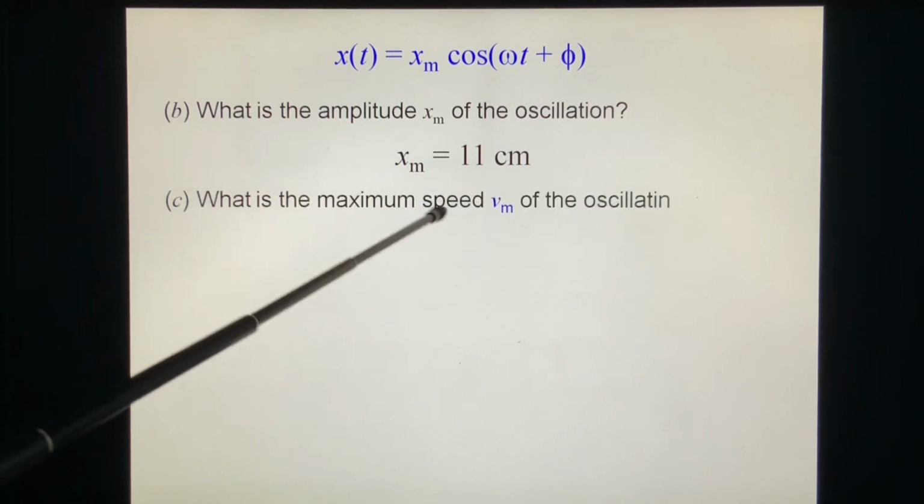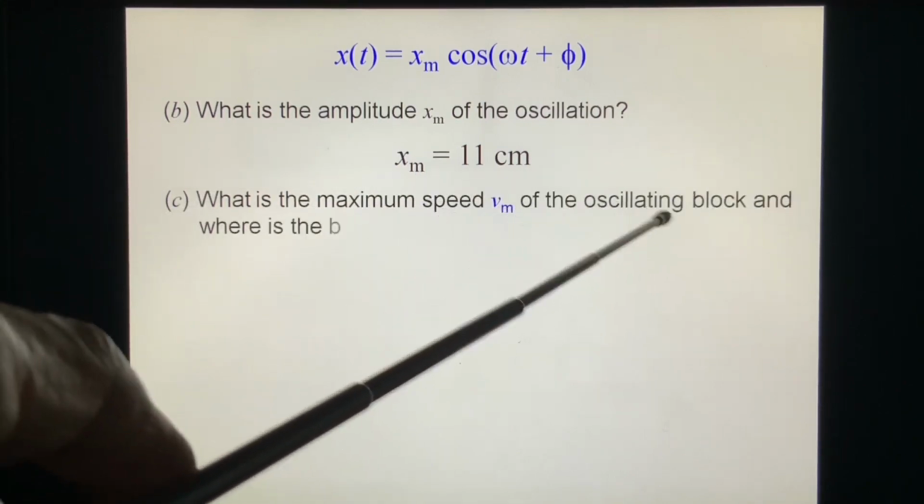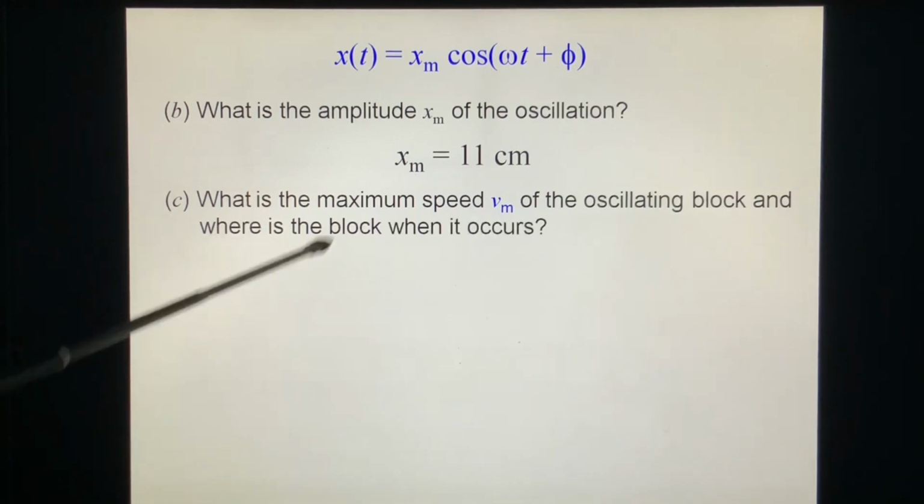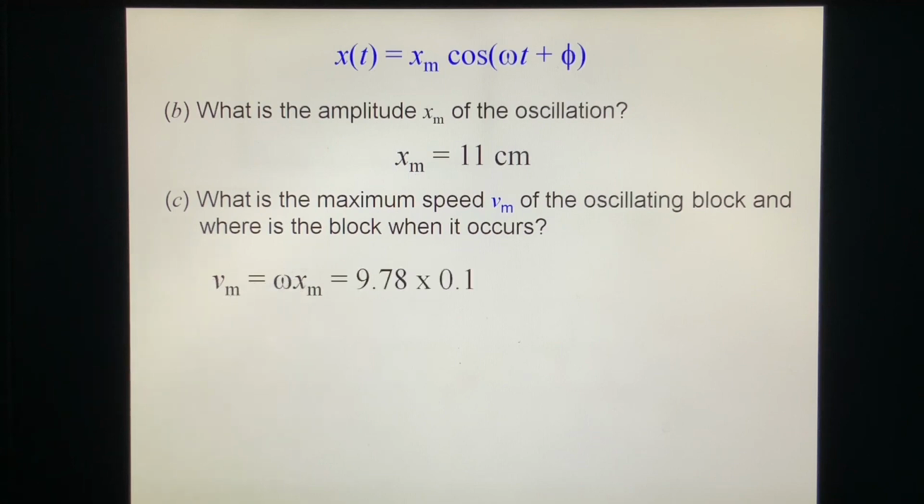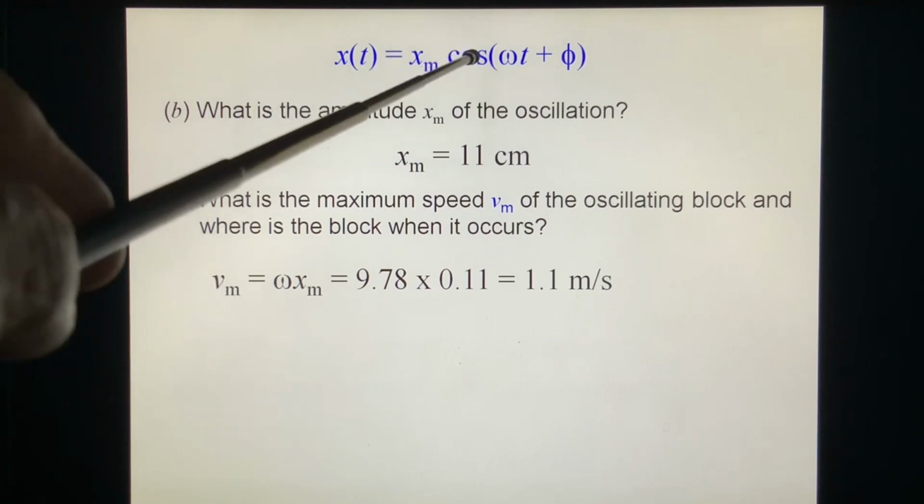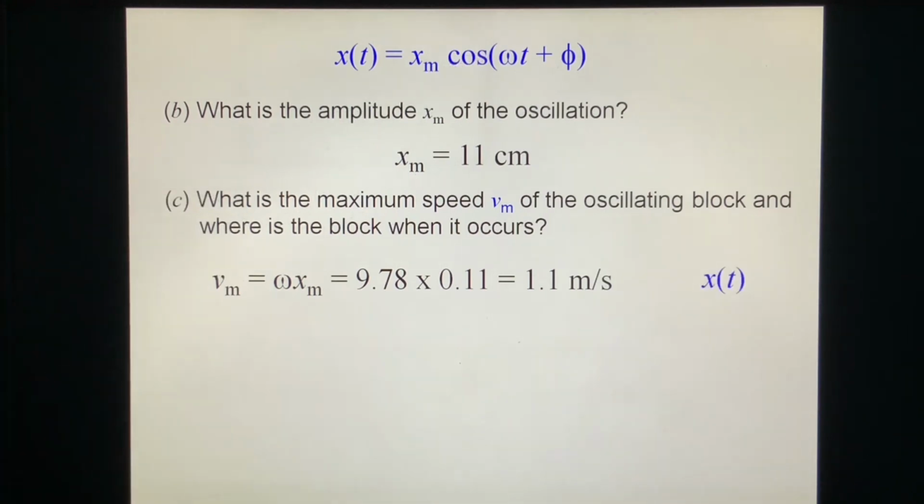What is the maximum speed vm of the oscillating block, and where is the block when it occurs? The maximum velocity is omega xm, so we put the numbers inside. Velocity is a sine function, so when sine is maximum, cosine is 0. So it happens when x equals 0. Anytime x equals 0, you get a maximum v.